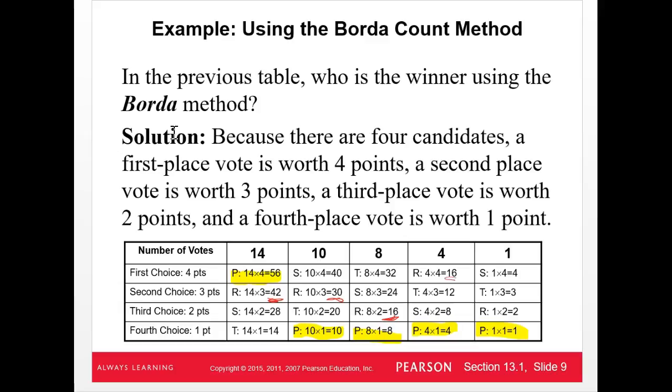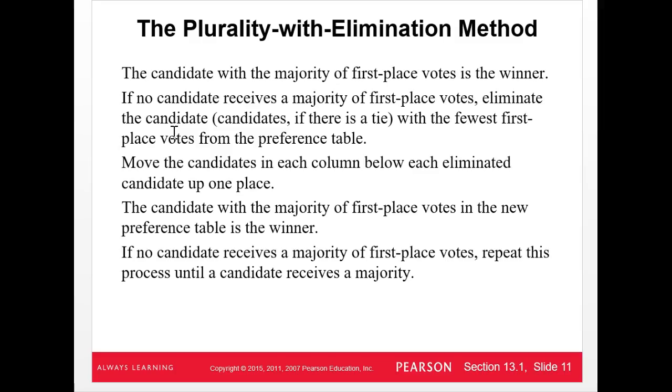So that's the first two. That's the Borda count, just giving some points. Then we have something called plurality with elimination. What we do here is you can't just win by getting the most first place votes. You've got to have a majority, meaning more than 50%. And if nobody gets a majority, then we eliminate the candidate with the fewest. So basically, we have a runoff election, if you will.